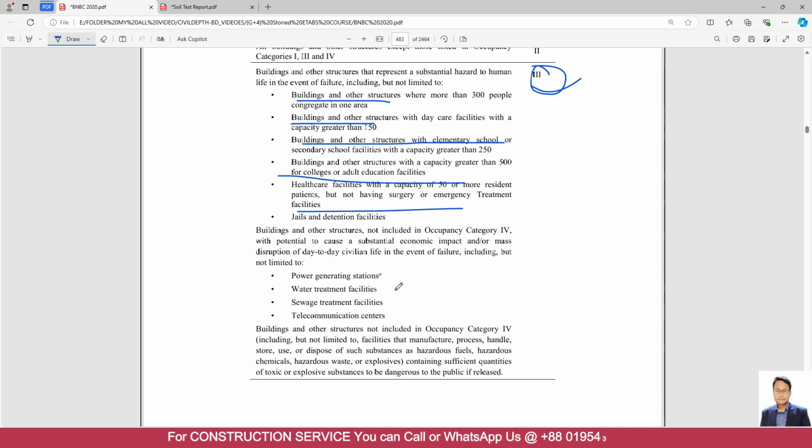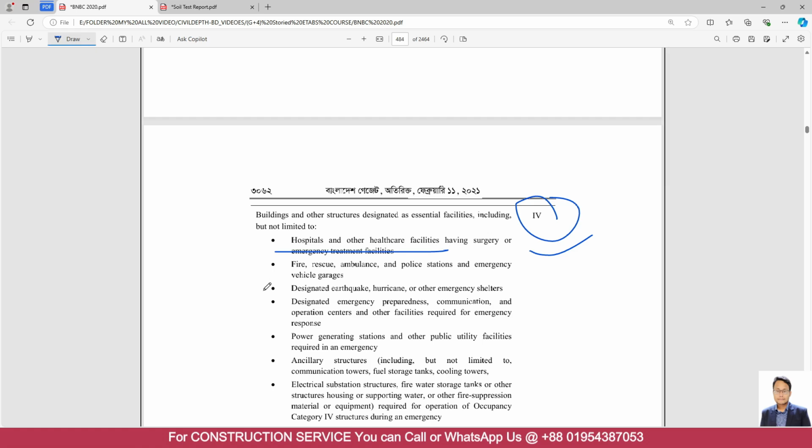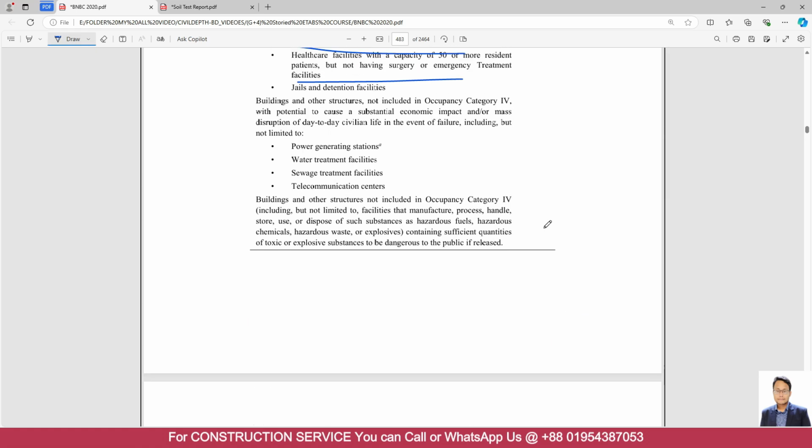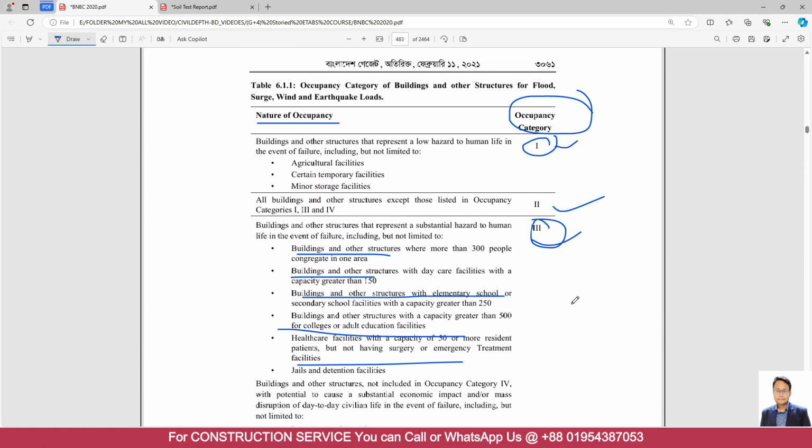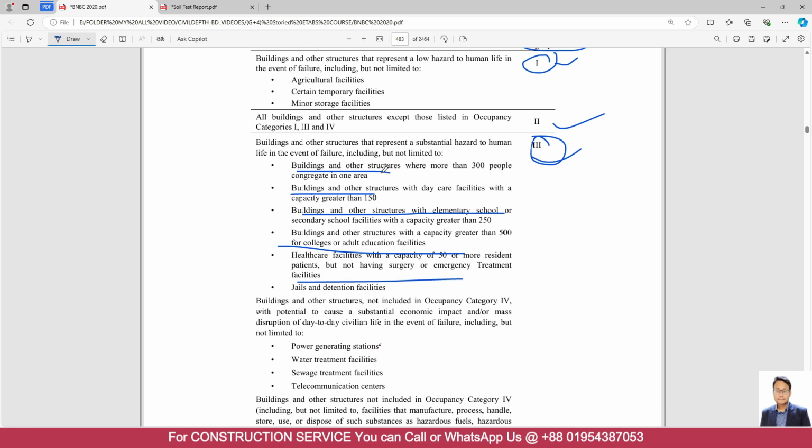You can read them. You will easily understand that our structure will be in occupancy category 2. Let me give you a brief. Buildings and other structures where more than 300 people congregate in one area. In our structure, there is no chance.